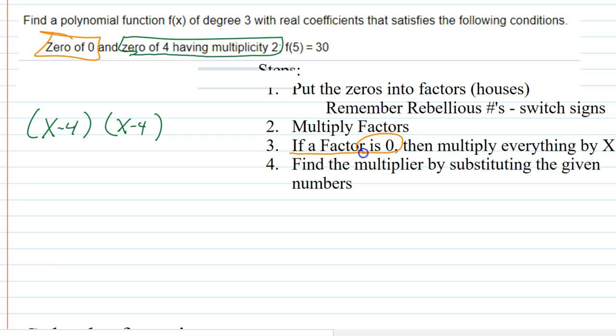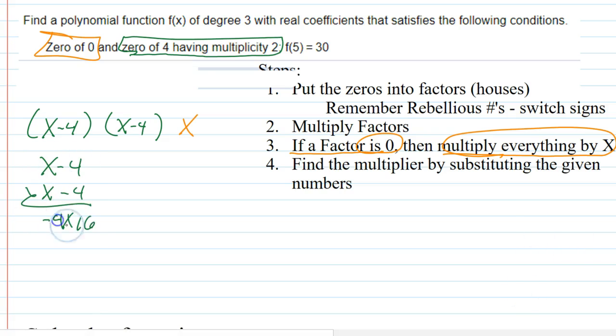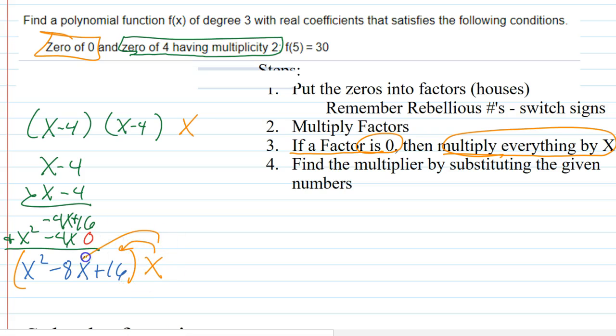It says if a factor is 0, then multiply everything by x. So that means our last factor is simply going to be an x. Let's multiply these out really fast. x minus 4 times x minus 4 gives us x squared minus 8x plus 16. Now, because the next one's not a binomial, it's just an x, I'm simply going to throw on the front and distribute it through. So our polynomial in this most simplified form is x cubed minus 8x squared plus 16x.